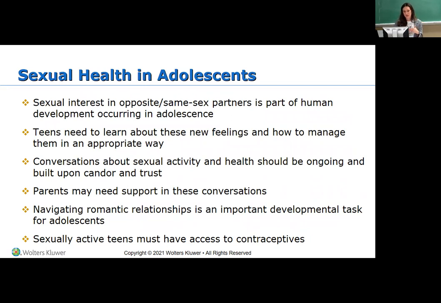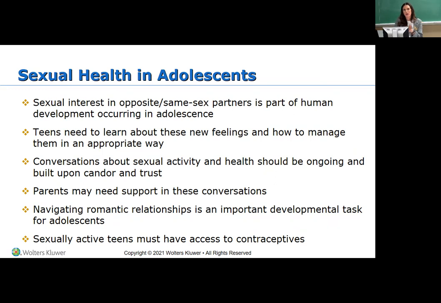So we've just got to make sure that we're building those conversations and we're being honest so that these guys can trust us. We have to know that there are some parents that are very uncomfortable talking about this, and they're going to need support and they're going to need help. They may even want somebody else to talk to their child about sexual health. So we need to make sure that we're giving those parents enough information to give true and honest information about this.